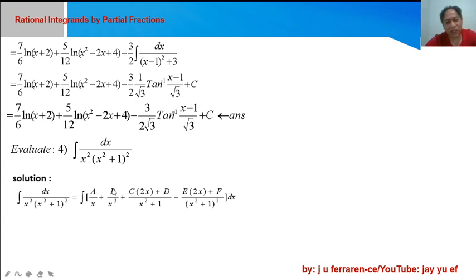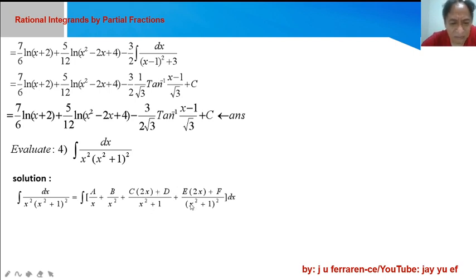Since I already have e and b, then I can proceed with c. My first constant will be multiplied with 2x. 2x is actually taken from the derivative of the denominator. Derivative of x squared plus 1 is 2x. Then plus a pure constant term.